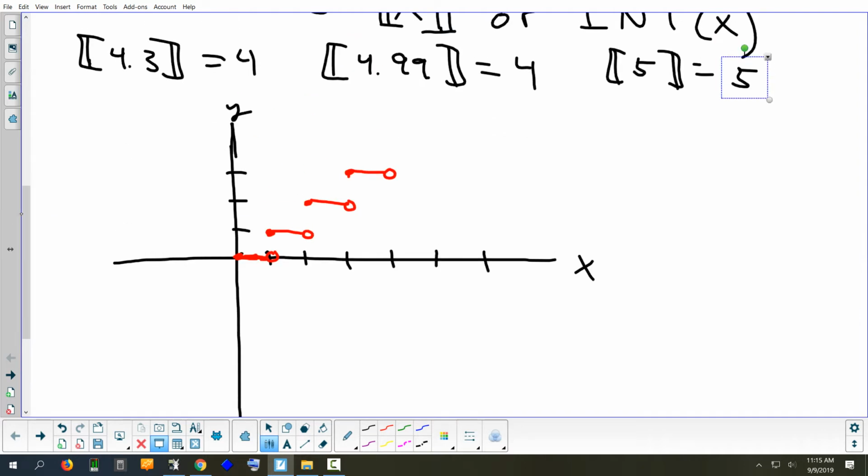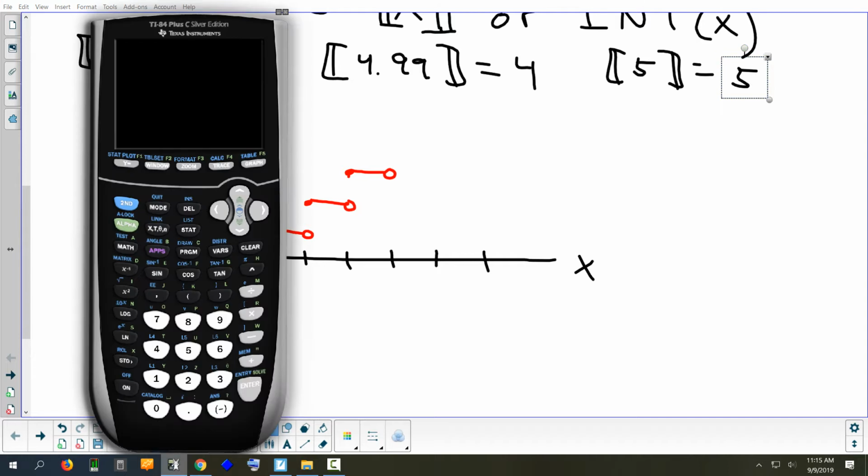Now, the reason I did open and closed circles is because when you're at 1, it's an open circle on 0 because it has jumped up to the next level. That's why it's a closed circle. All right? So let's graph it on the calculator.